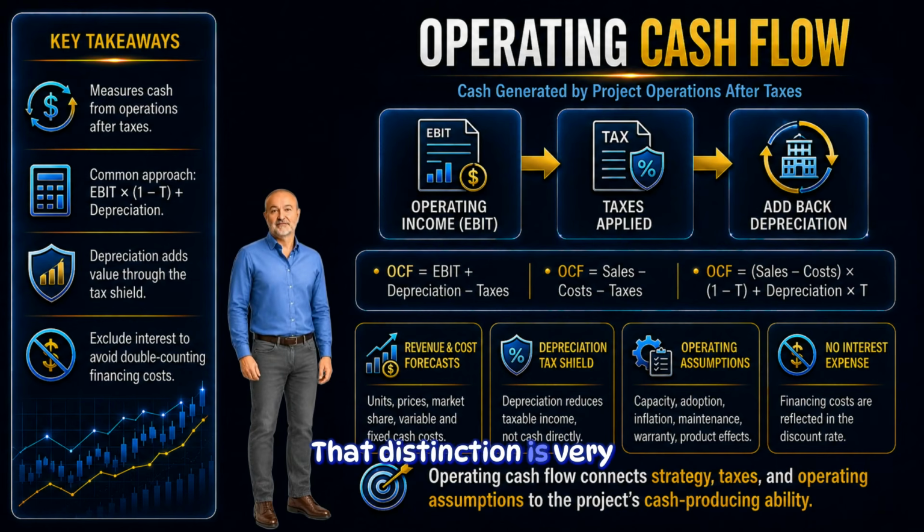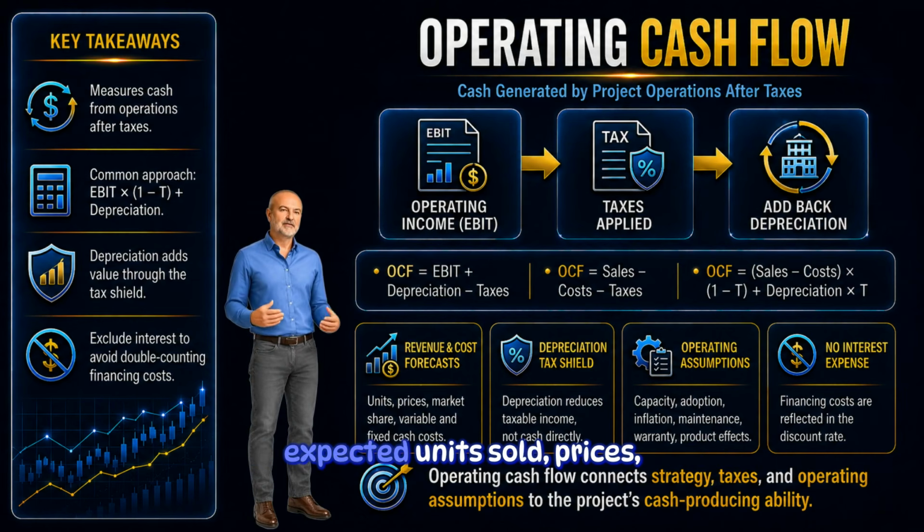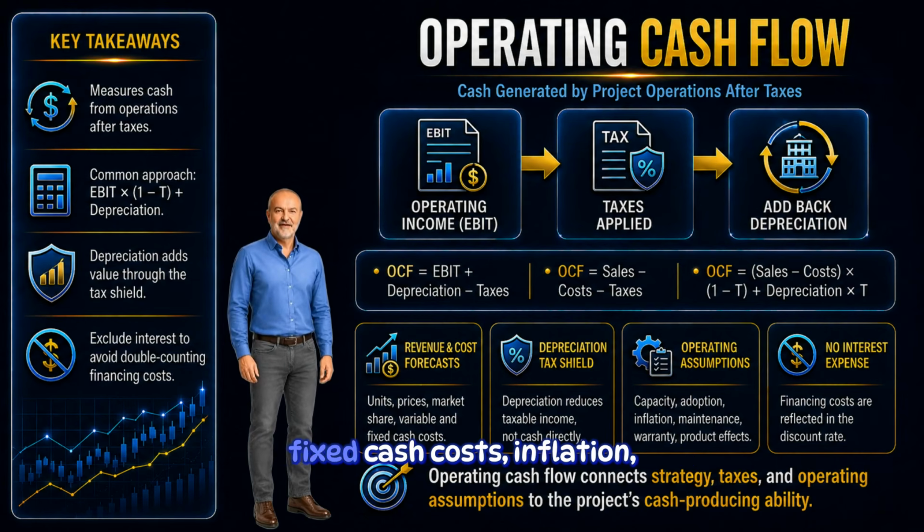That distinction is very helpful for interpretation. Revenue and cost forecasts should come from real operating assumptions whenever possible. Managers should think about expected units sold, prices, customer adoption, market share, capacity utilization, variable costs, fixed cash costs, inflation, maintenance, warranty costs, and effects on existing products.